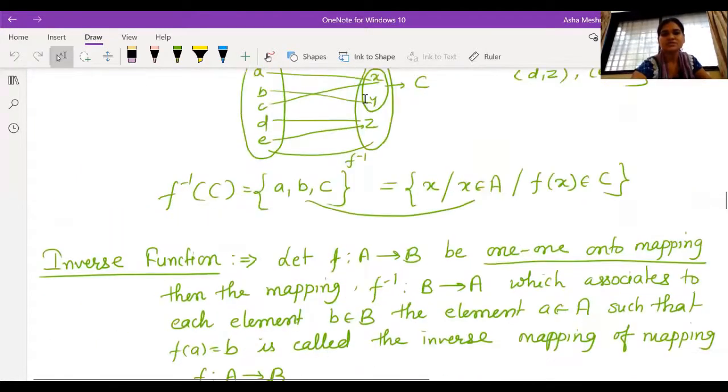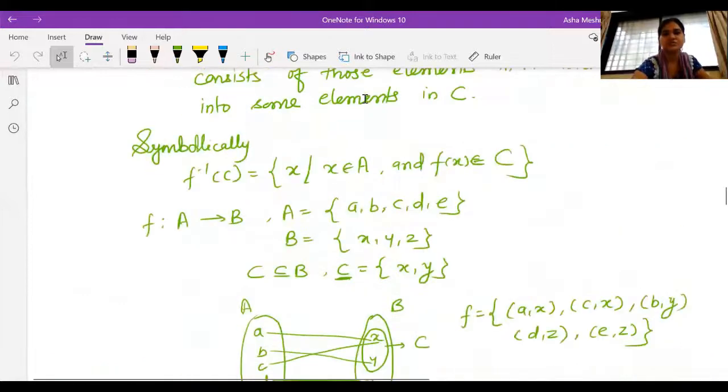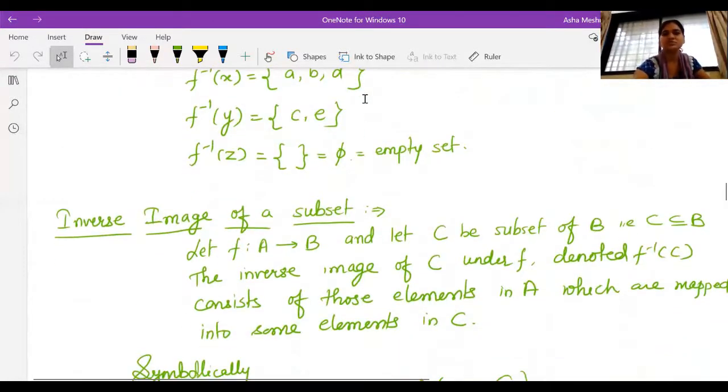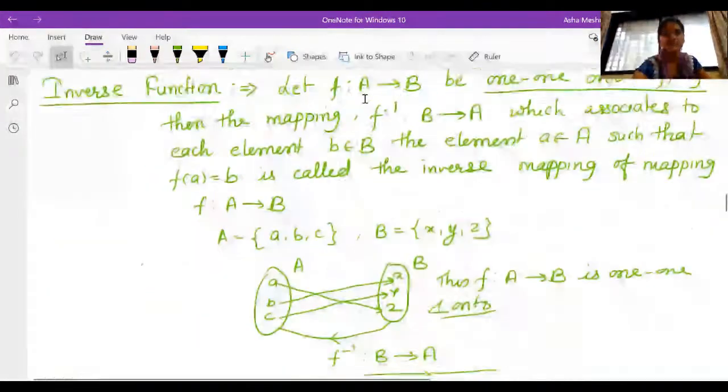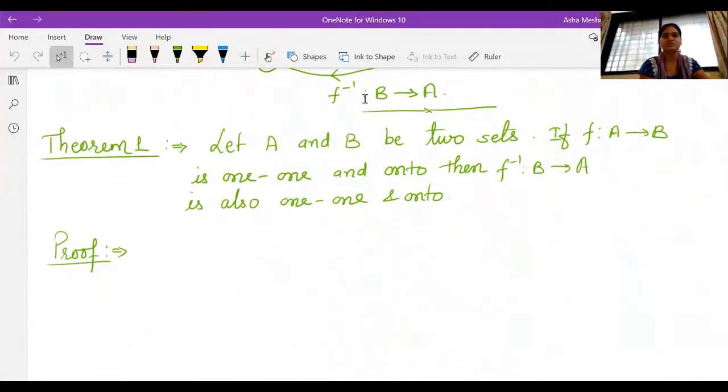Yesterday we saw the definition of inverse function, and before that the inverse image of a subset, and now we solve some theorems on inverse function, which are based on the definition of inverse function. So let's start this theorem.